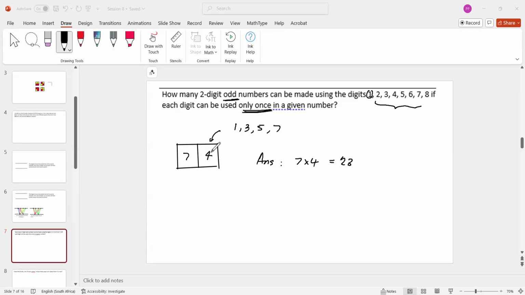This time you will say the units digit can be chosen in 4 ways. And having chosen the units digit, the tens digit can be chosen in 7 ways. So altogether, you've got 7 times 4. This is not the number 74, please. This is my box: the number of ways in which you can choose the units digit, and the number of ways in which you can choose the tens digit. So this is a nice application of what I said earlier on. Let's get on to the next problem.